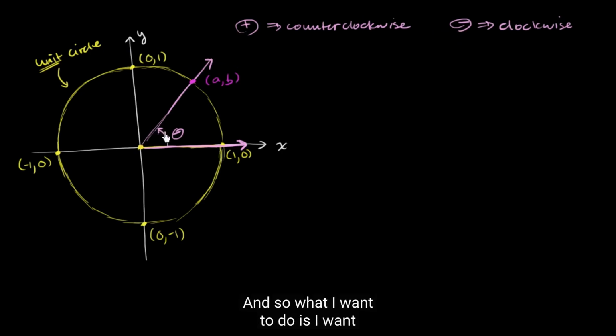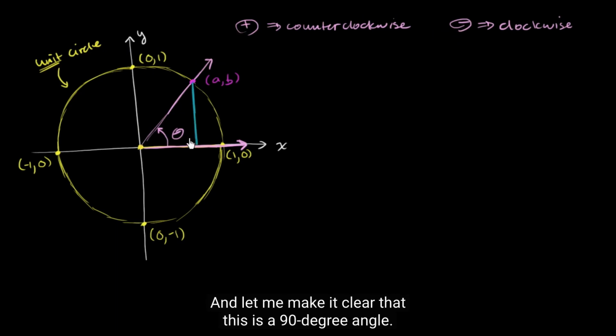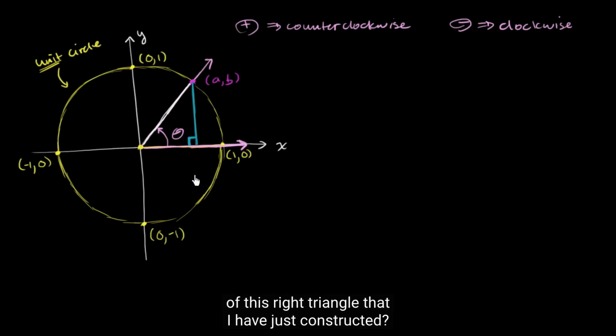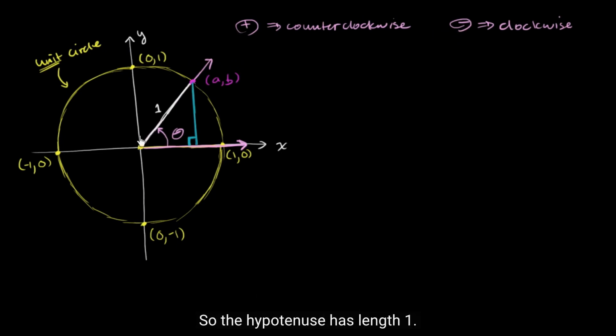And so what I want to do is make this theta part of a right triangle. So to make it part of a right triangle, let me drop an altitude right over here, and let me make it clear that this is a 90-degree angle. So this theta is part of this right triangle. So let's see what we can figure out about the sides of this right triangle. The first question I have to ask you is, what is the length of the hypotenuse of this right triangle that I have just constructed? Well, this hypotenuse is just a radius of the unit circle. The unit circle has a radius of 1, so the hypotenuse has length 1.